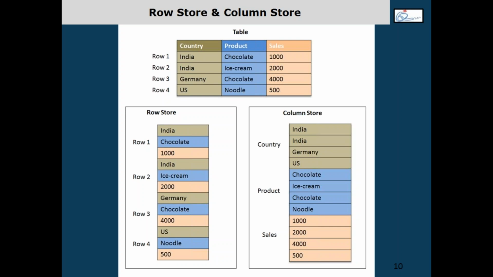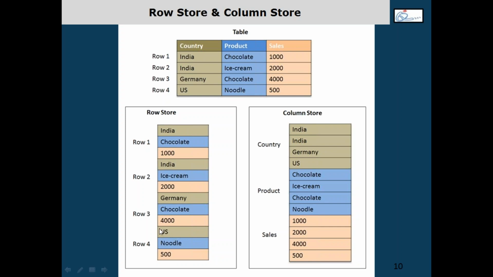Because if it is column store, first I need to go to memory location 1. Next I need to jump to a different memory location and take the corresponding product. Jump to another memory location, take the corresponding sales and give it to me.